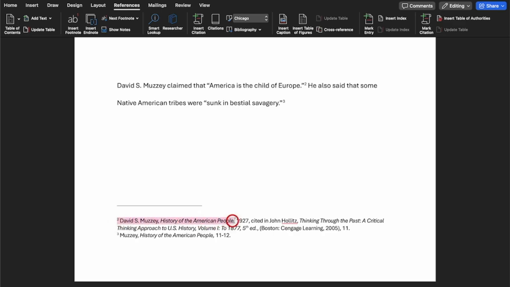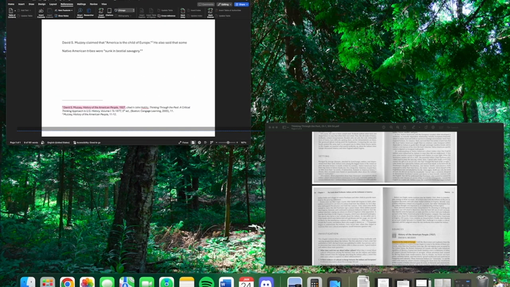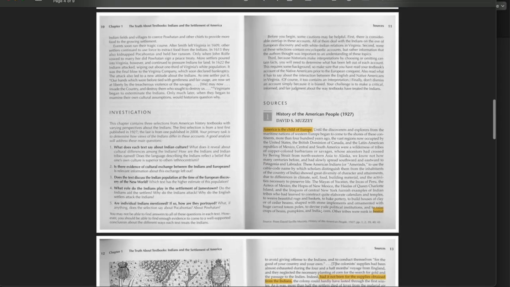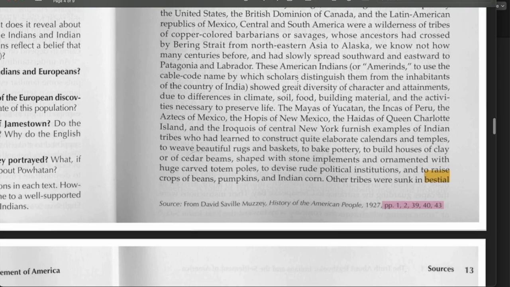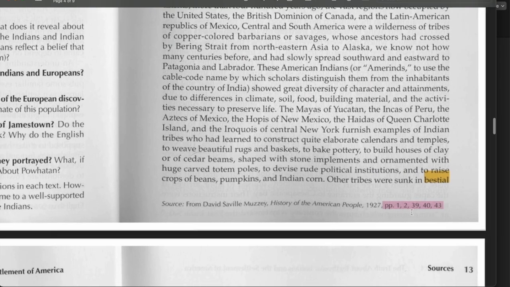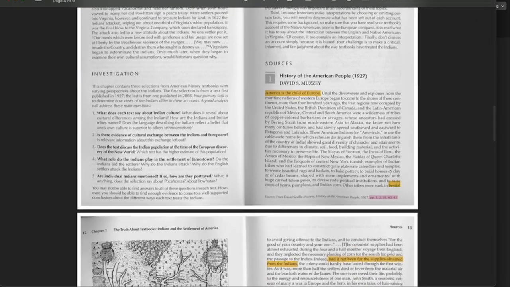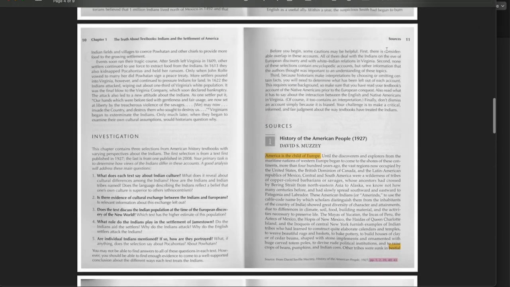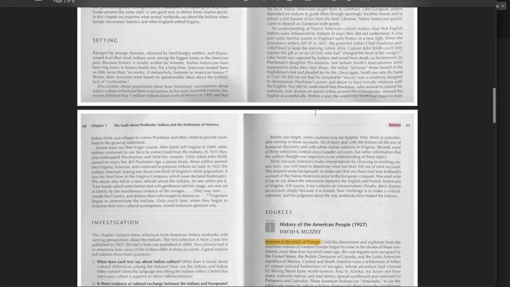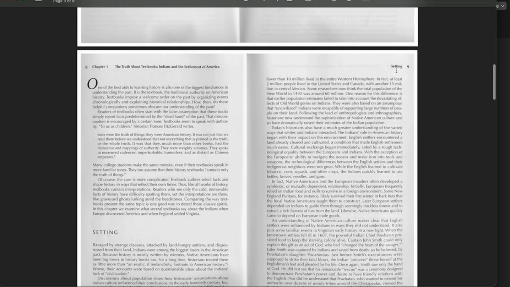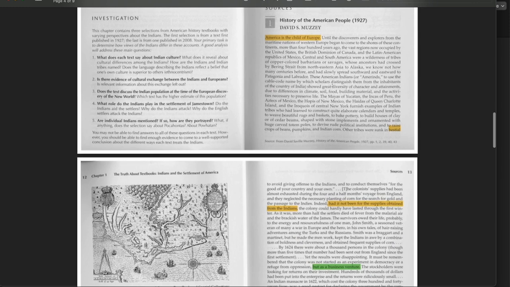Just make sure you include all the information you have about that first source. And then you might be wondering why I'm not including this down here. They cited this and they had page numbers. The only page numbers we are given here are for Thinking Through the Past. These are the page numbers for Thinking Through the Past. We don't have the exact page numbers.